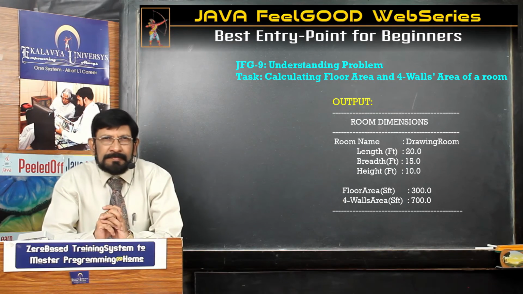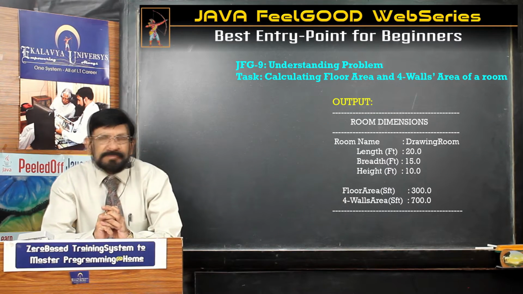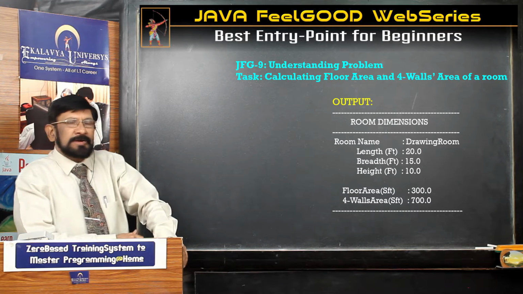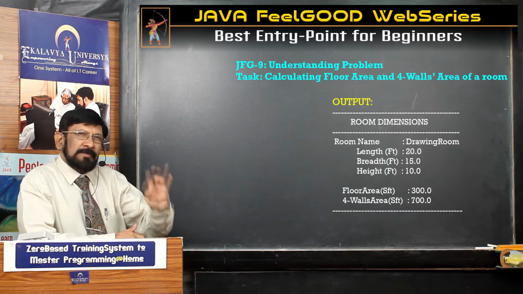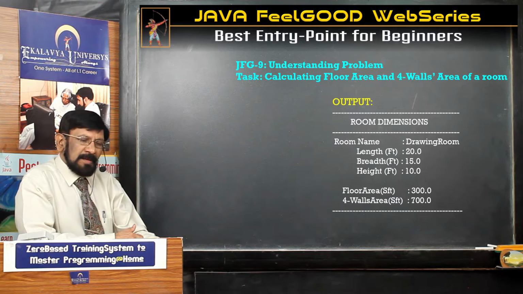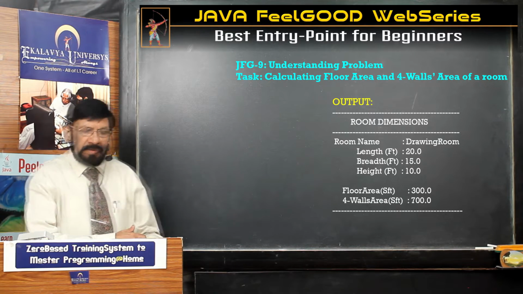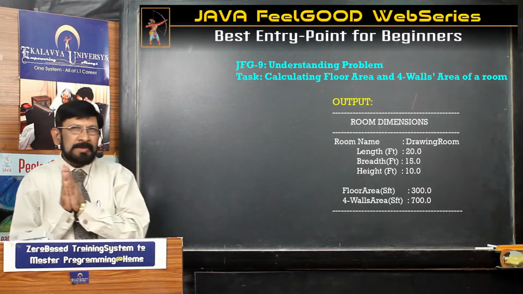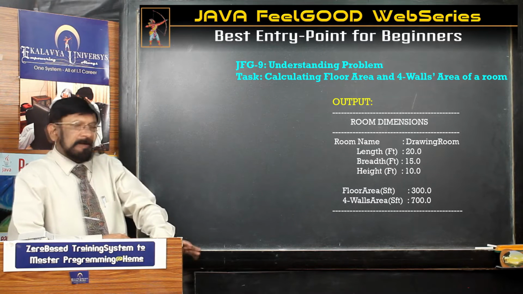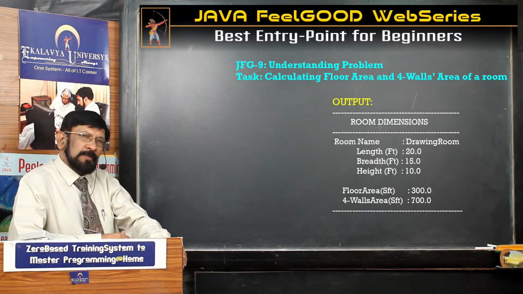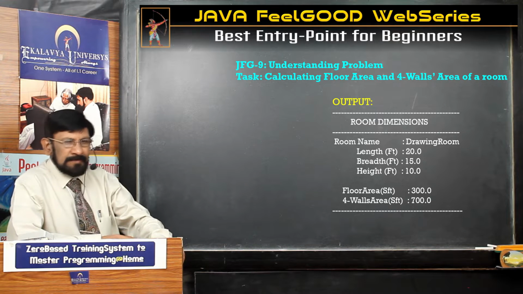Hi friends. Now let us take up JFG 9. This is the ninth project in our Java Feel Good series. The task is calculating floor area and four walls area of a room. First let us start with understanding problem analysis and the algorithm.